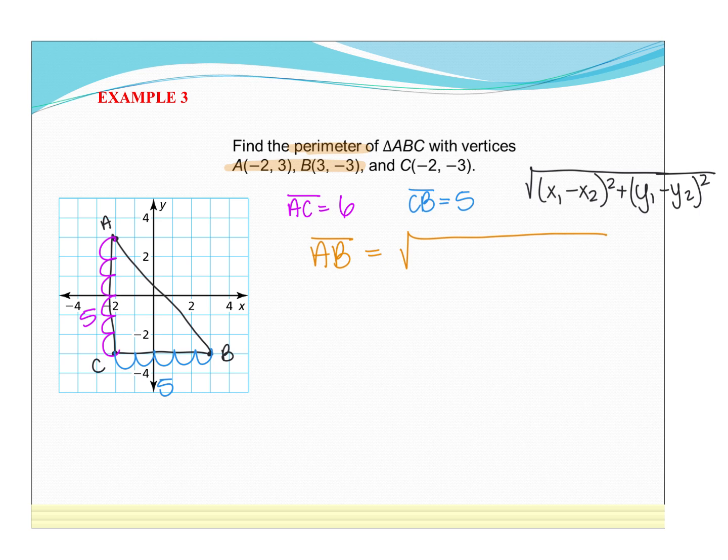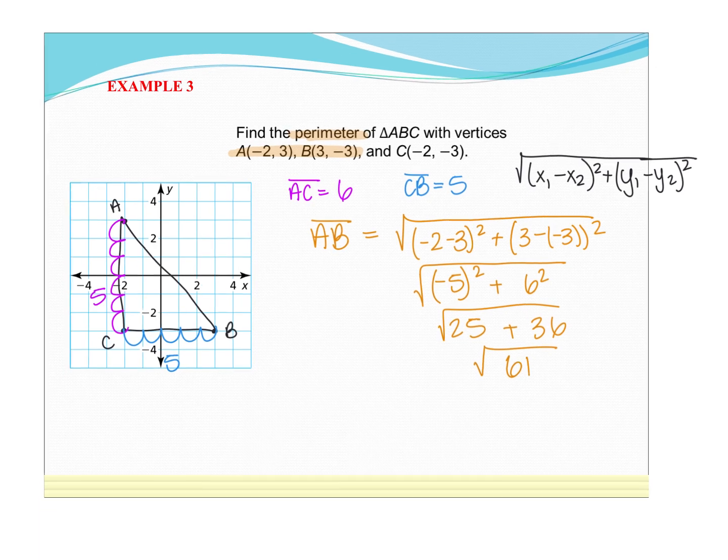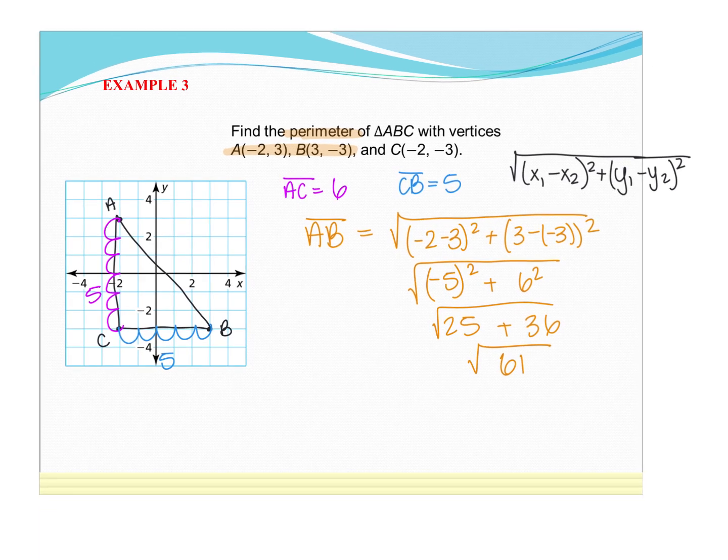So using my formula, I have -2 minus 3 squared plus 3 minus -3 squared. Negative 5 squared plus 6 squared. 25 plus 36. Square root of 61. All right, can I simplify the square root of 61? Good, no I can't. So last thing I'm going to do is add all sides.